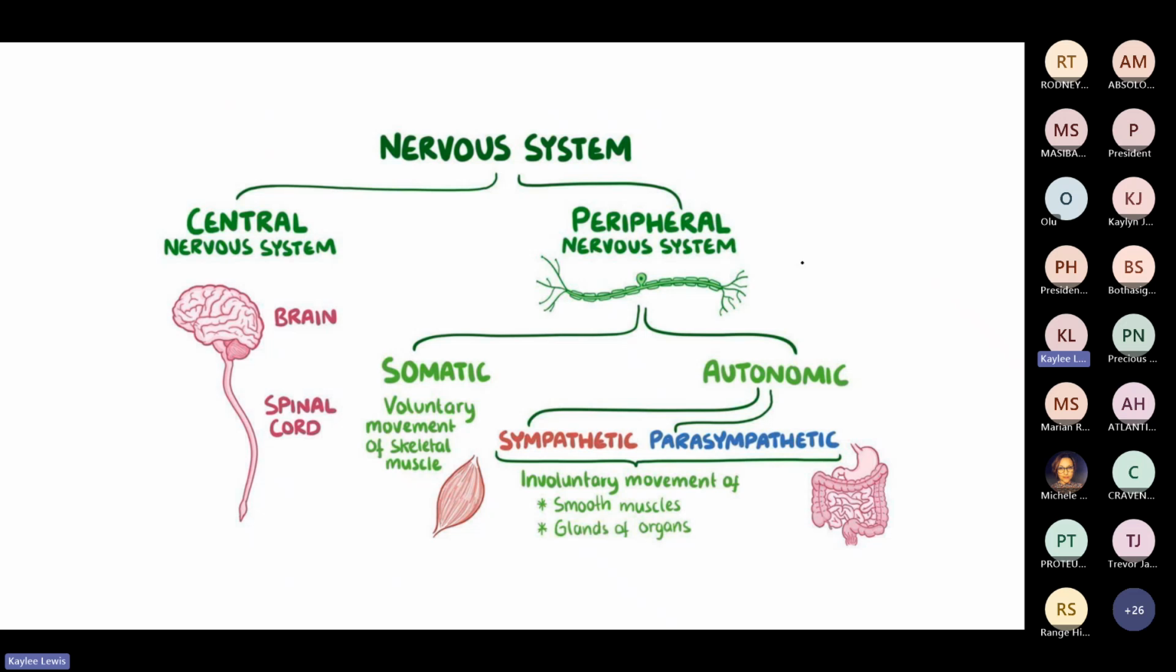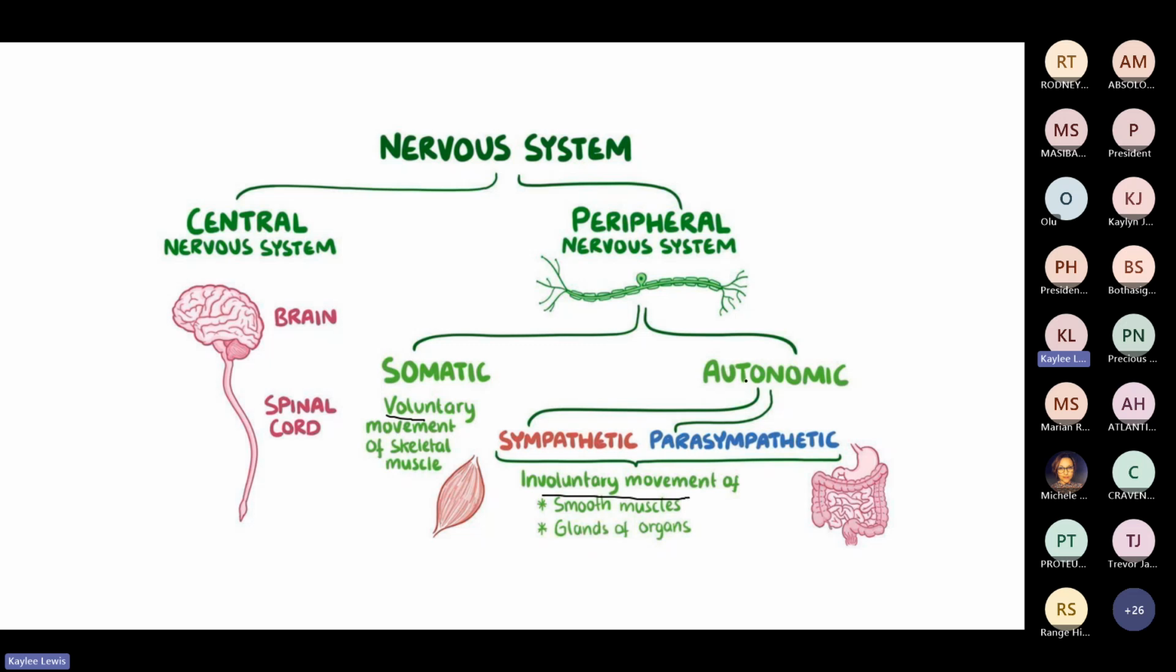And I quite like the different drawings and flow diagrams that you get of it. But just key, the peripheral nervous system is split up into the somatic and the autonomic. Somatic is your voluntary movements. Your autonomic is your involuntary movements.